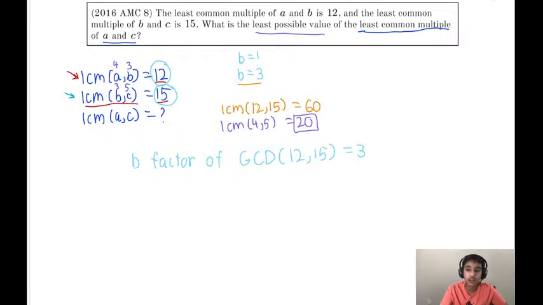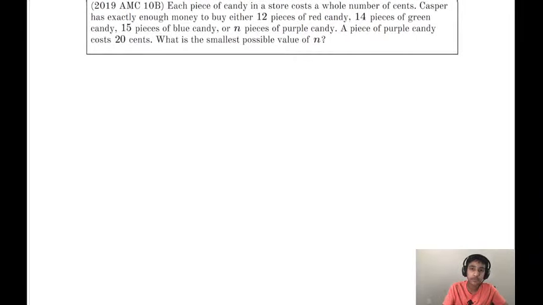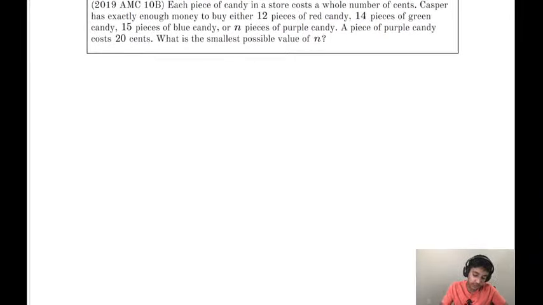So now let's take a look at this next problem. Each piece of candy in a store costs a whole number of cents. Casper has enough money to buy 12 pieces of red candy, 14 pieces of green candy, 15 pieces of blue candy, or n pieces of purple candy. A purple candy costs 20 cents. What is the smallest possible value of n?